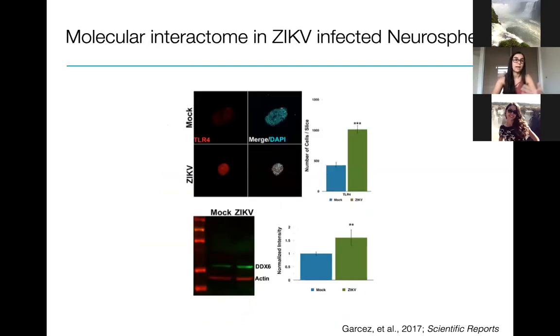And obviously we had to confirm these targets. So by different techniques, like immunofluorescence, from these 300 genes that were deregulated, we confirmed the expression of some genes, for instance, toll-like receptor 4, which is an important gene for the innate immunity, and also DDX6, which is an important gene for the replication of the virus, a helicase.